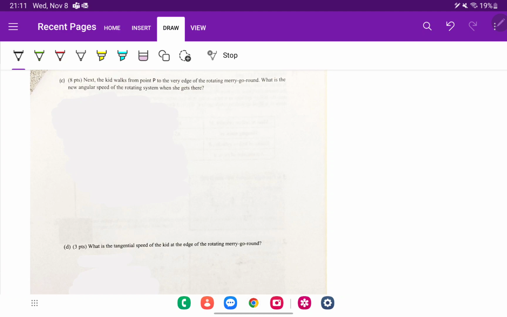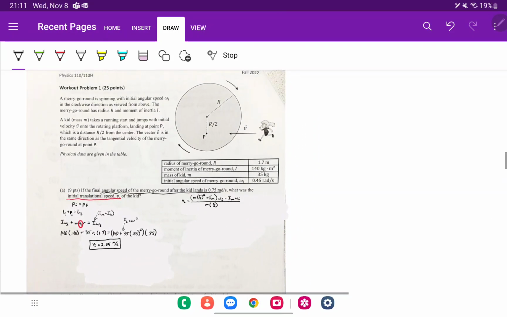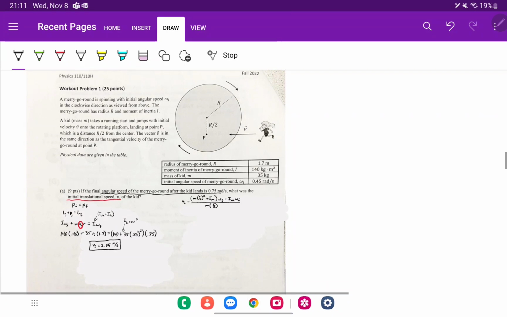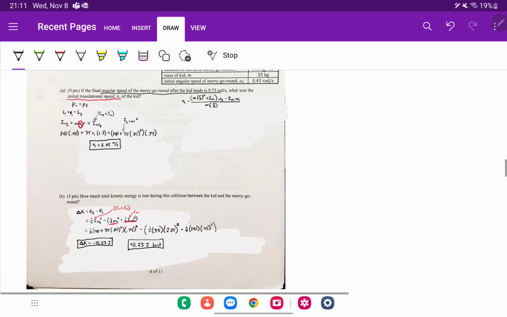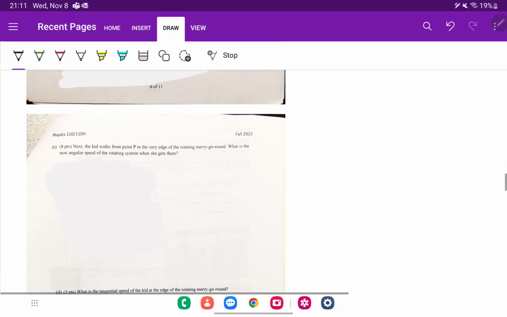Next, the kid walks from point P to the very edge of the rotating merry-go-round. What is the new angular speed of the rotating system when she gets there? If you haven't read this question yet, or you don't know what's going on, I would suggest watching the previous video so you can get the context behind this question and the math we already did in parts A and B, so you're not completely lost when I bring up stuff from the last video.